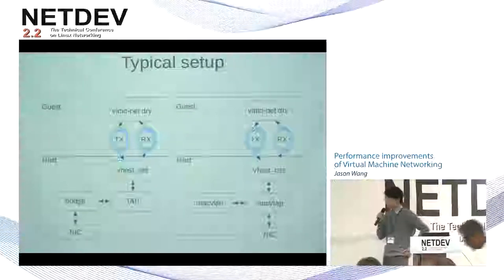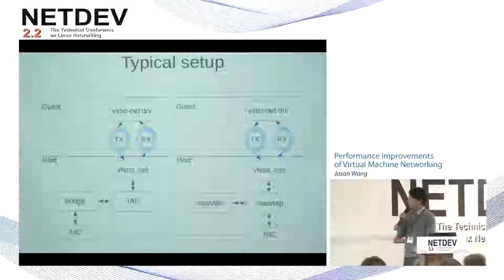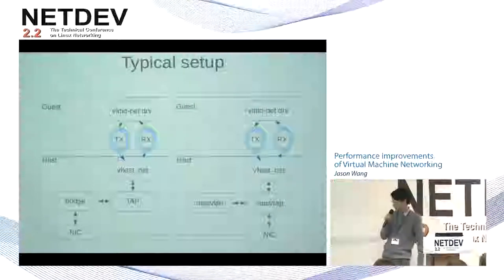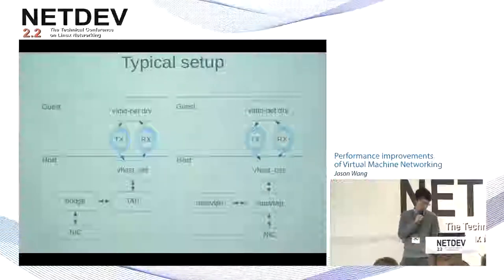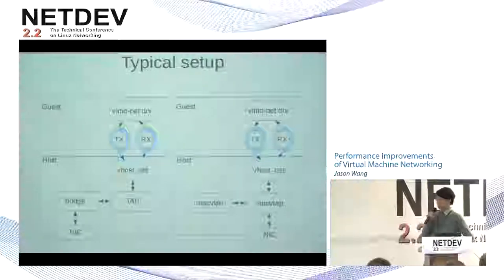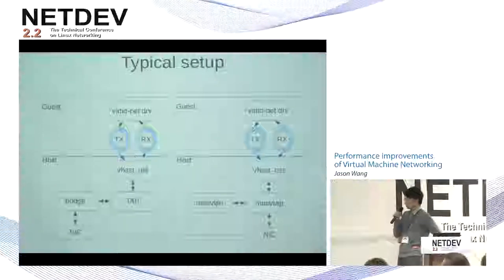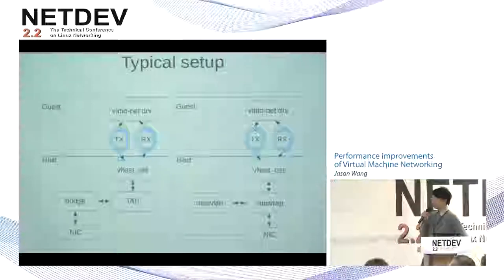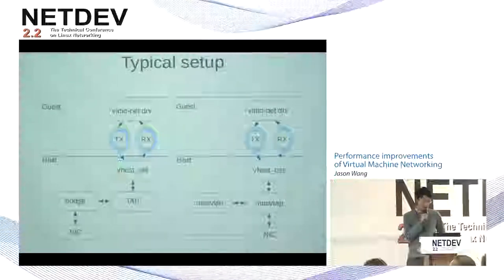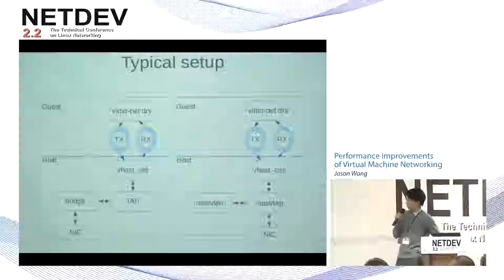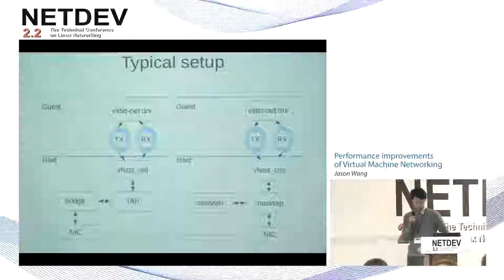So here's a typical setup of the host kernel data path. On the left is the most popular configuration, which is to use a bridge and use tap as its port, and then tap can talk with the hostnet, which is doing the translation between the virtio descriptors and host IO vectors. And the figure on the right is another popular configuration which uses the MacVTap.